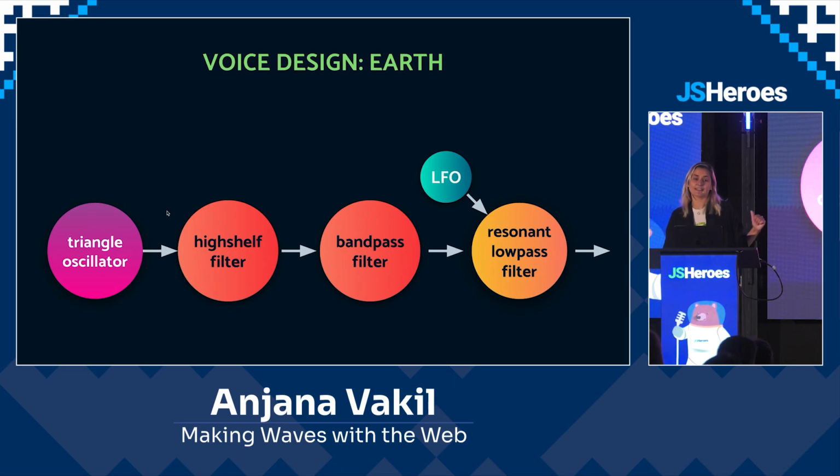I've got a triangle oscillator piped into a series of filters. In this case, I have a few. I have a high shelf filter that's just kind of cutting out, or sort of amplifying the higher values. This is just another shape of filter. Then there's a band pass, which is sort of like high pass combined with low pass. It only lets in the frequencies around the cutoff. And then there's a resonant low pass filter with an LFO hooked up to it, just like we just saw.